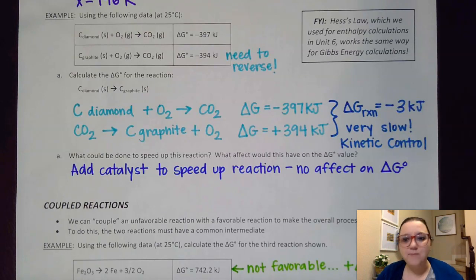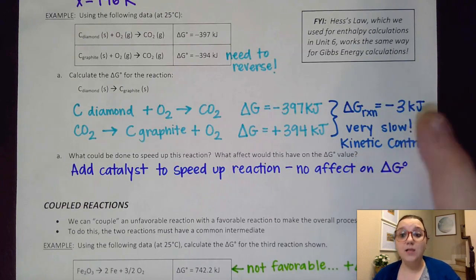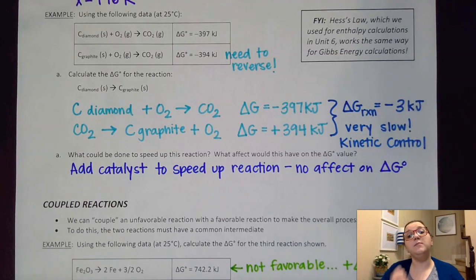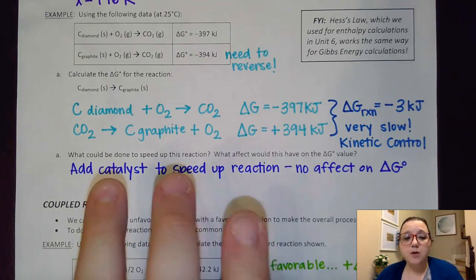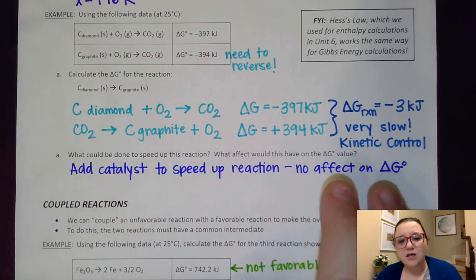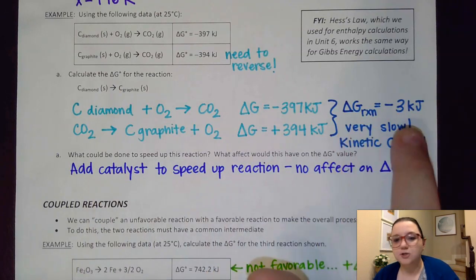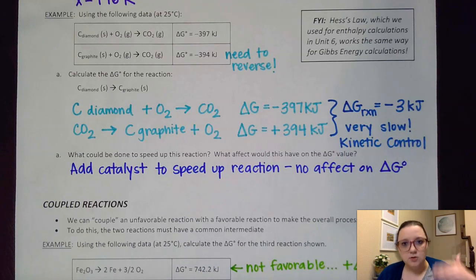And so what that means is that this reaction is under kinetic control. While it is spontaneous, while it is thermodynamically favorable, the kinetics are preventing it from being visualized in any measurable amount. Now, what could you do to speed up this reaction? Well, as with any reaction, you could add a catalyst to it. But it wouldn't affect anything on the delta G. That delta G of the reaction is still -3 kilojoules, still thermodynamically favored. The only thing I would be doing is speeding up the kinetics of it.